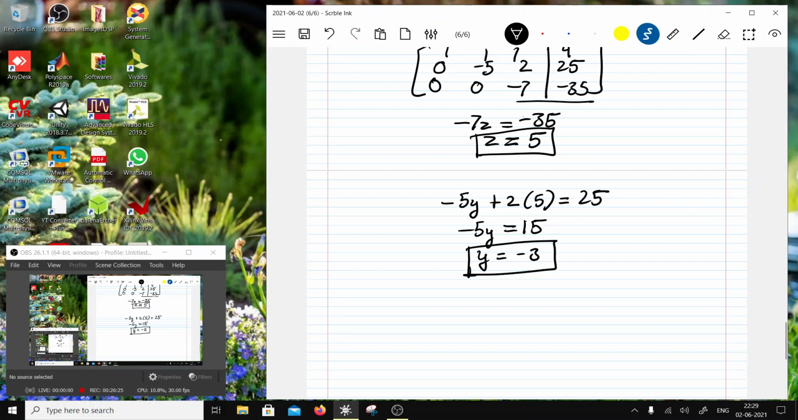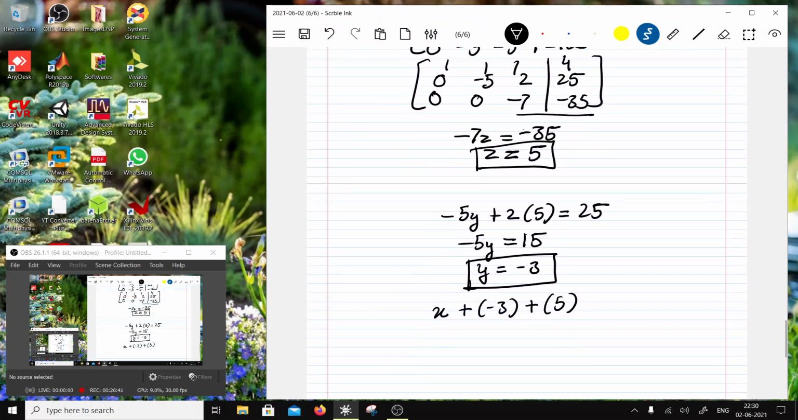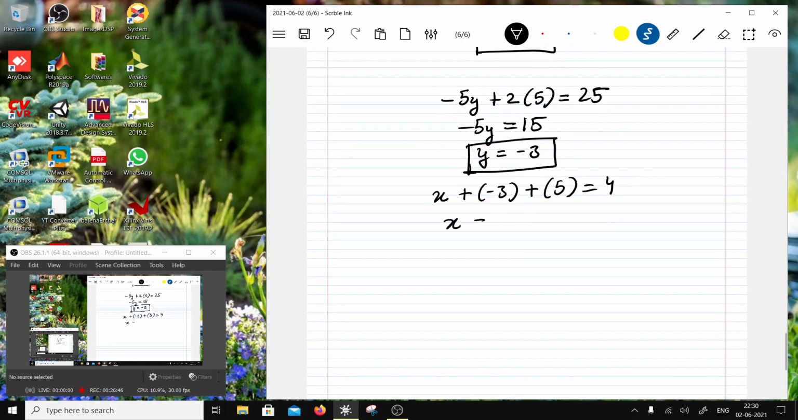Now if I take these two and put them in the first equation, so I have x plus y, which is minus 3, plus z, which is 5, and x plus y plus z is equal to 4, right? So x will be equal to 2. So the answer is 2. So I have x equal to 2, y equal to minus 3, and z is equal to 5.